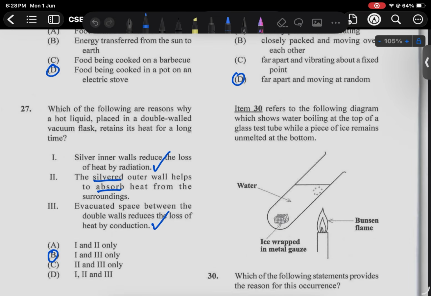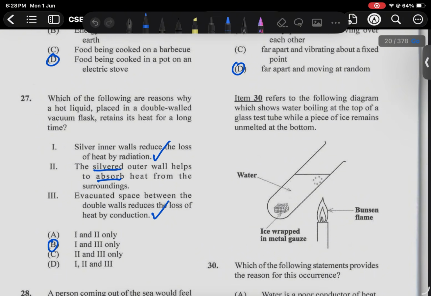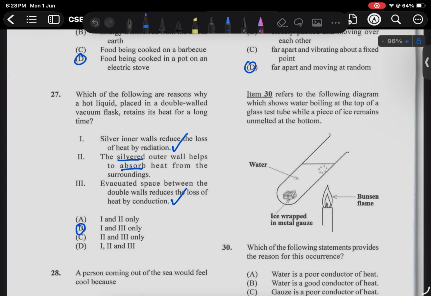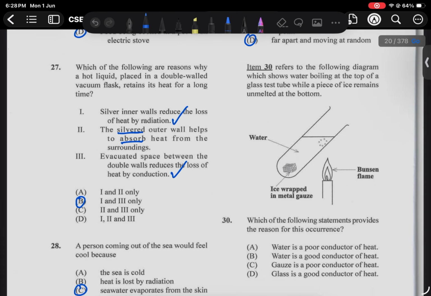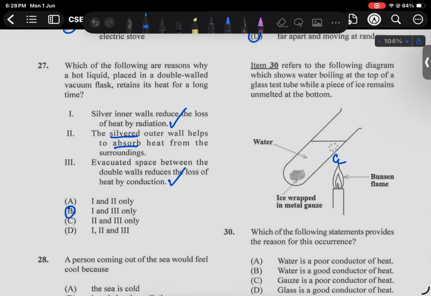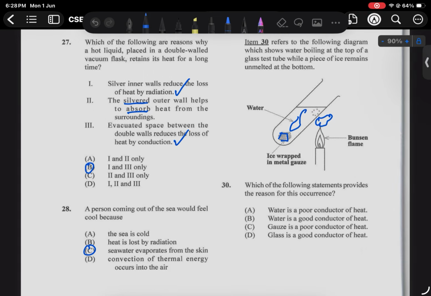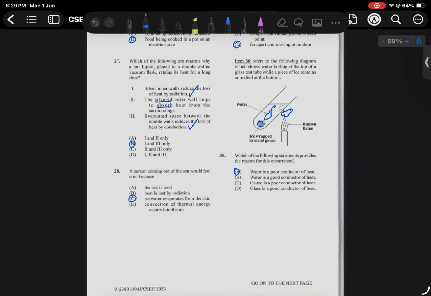Item 30 refers to the following diagram, which shows water boiling at the top of a glass test tube while a piece of ice remains unmelted at the bottom. Which of the following statements provides the reason for this occurrence? So water is a bad conductor of heat, so heat wouldn't travel to the ice as quickly. So, water is a poor conductor of heat.